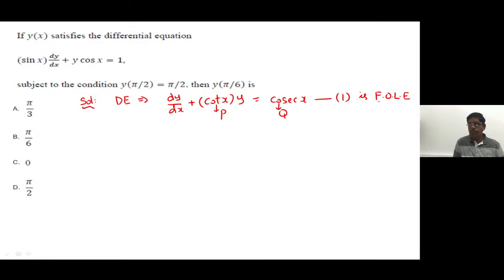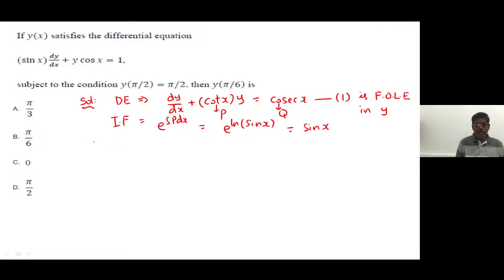Full form: f is first, o is order, l is linear, e is equation. In which variable? Y variable. Now the next step is to find the solution, IF, full form: integrating factor, e to the power integral P dx. So P value is cot x. Cot x integration is log sin x. You can write log or ln, but the base is e. So e to the power log f(x) is nothing but f(x). E and log are counteractions to each other, so they are cancelled. You will be getting sin x.